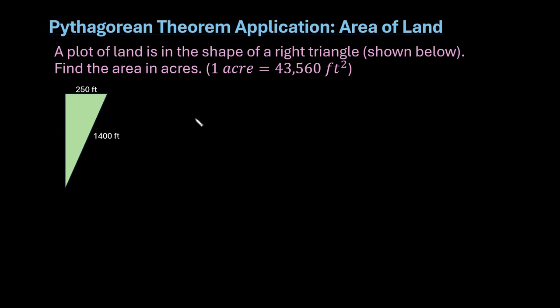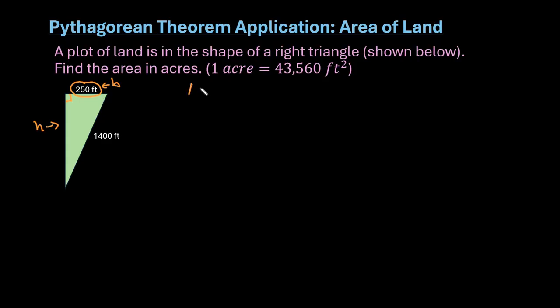Hi, for this video what I want to do is do an application using the Pythagorean theorem to find the area of land that is shown below. In this case, the area of our land is a right triangle. And with the right triangle, you can classify this as the base or the height. I'm going to call this the base, and I'm going to call this the height.